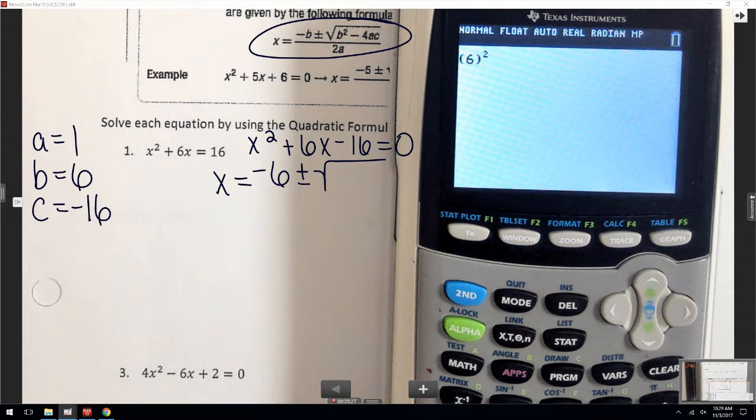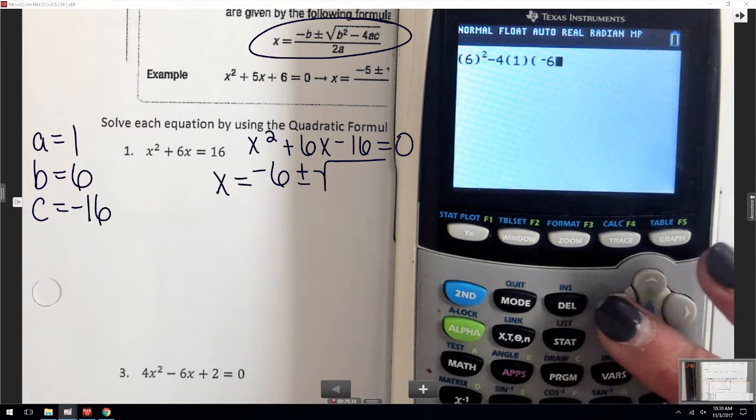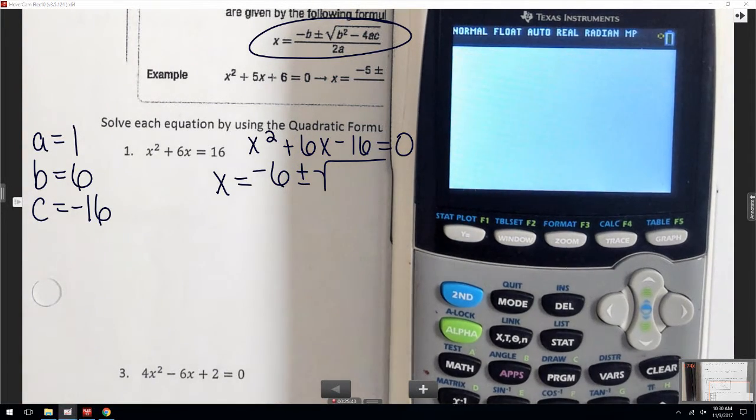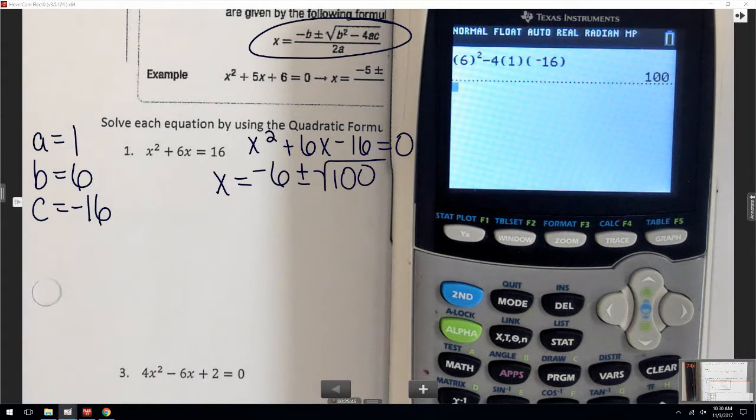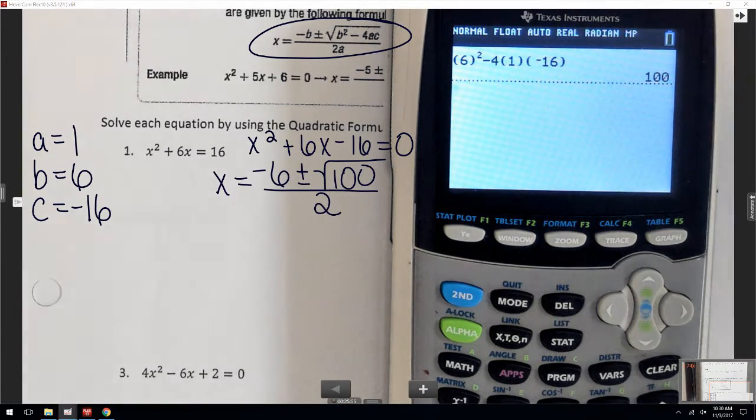All right, then minus 4, parentheses, a, and then parentheses, c. Oh, no, 16. What'd you get? 100, right? And in this case, since this is the first problem, guys, it's going to be a perfect square, right? But, and then over 2 times a is just 2. Everybody good so far?